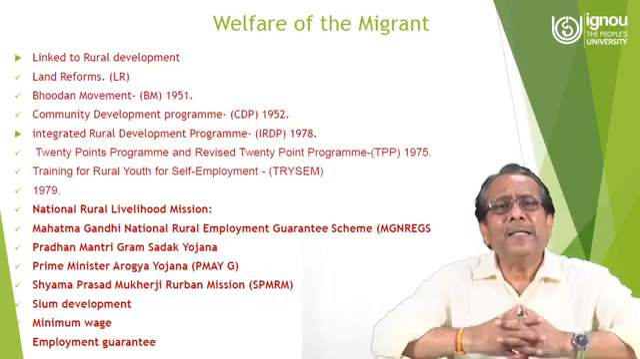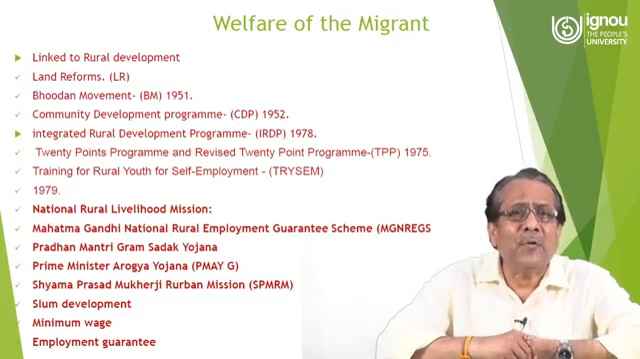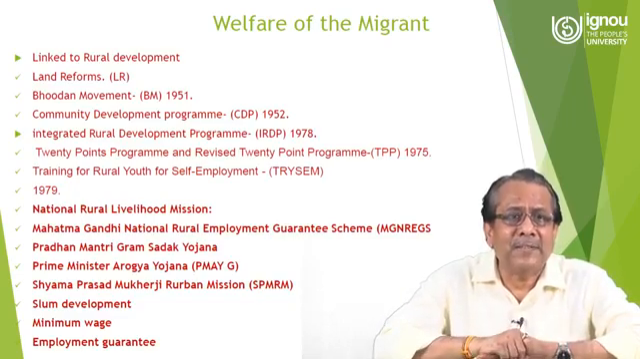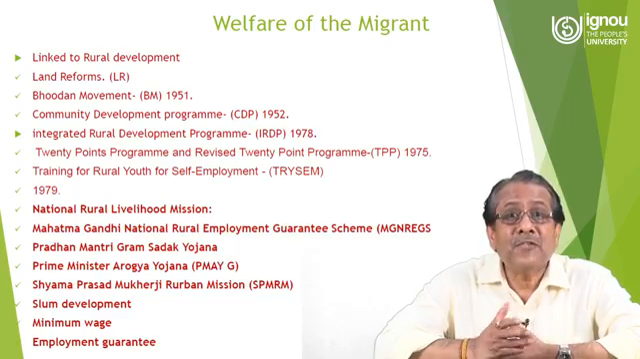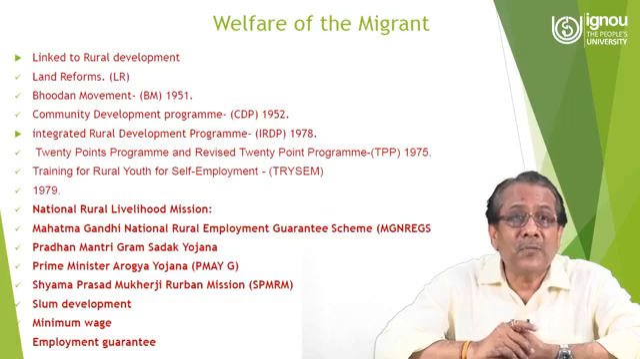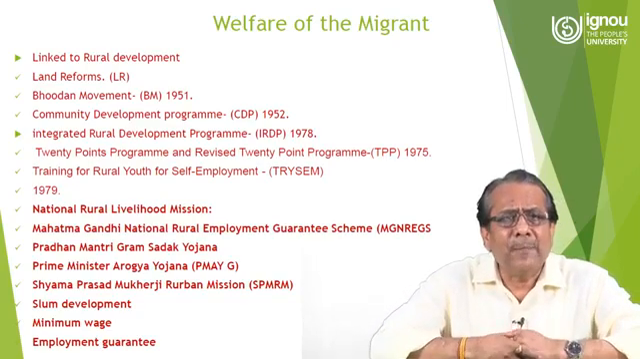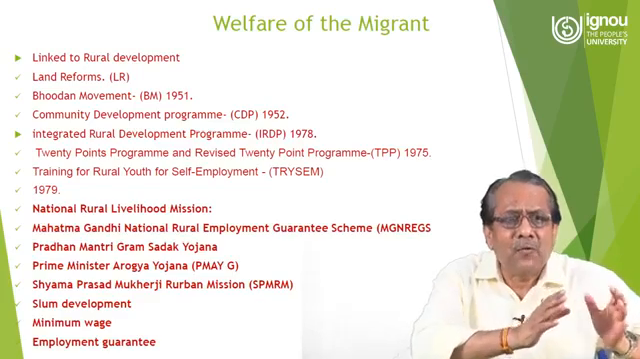As you told, the marginal migrant workers are workers from the rural areas. To stop their migration from rural to urban areas, starting from 1947, a variety of developmental initiatives were initiated. These are linked to land reform in the 1950s, the Bhudan movement in the 1950s, the community development program, the Integrated Rural Development Program of 1978, the 20-point program and revised 20-point program of 1975, the training of rural youth for self-employment, the National Rural Employment Guarantee Scheme, the Pradhan Mantri Sadak Yojana, and the Pradhan Mantri Awas Yojana. So a variety of rural development schemes have been initiated in the country to stop the migration of migrants from the rural area itself.